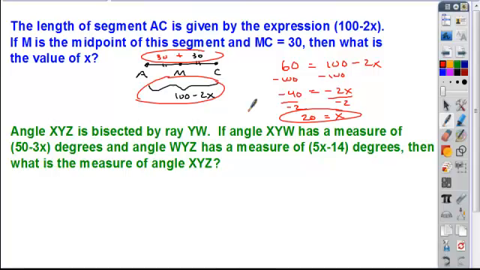Okay. So we have our answer. We can verify this if we plug it back in and check. Is it true that 100 minus 2 times 20 is equivalent to 30 plus 30? Yeah, so it checks and we have our answer, 20.